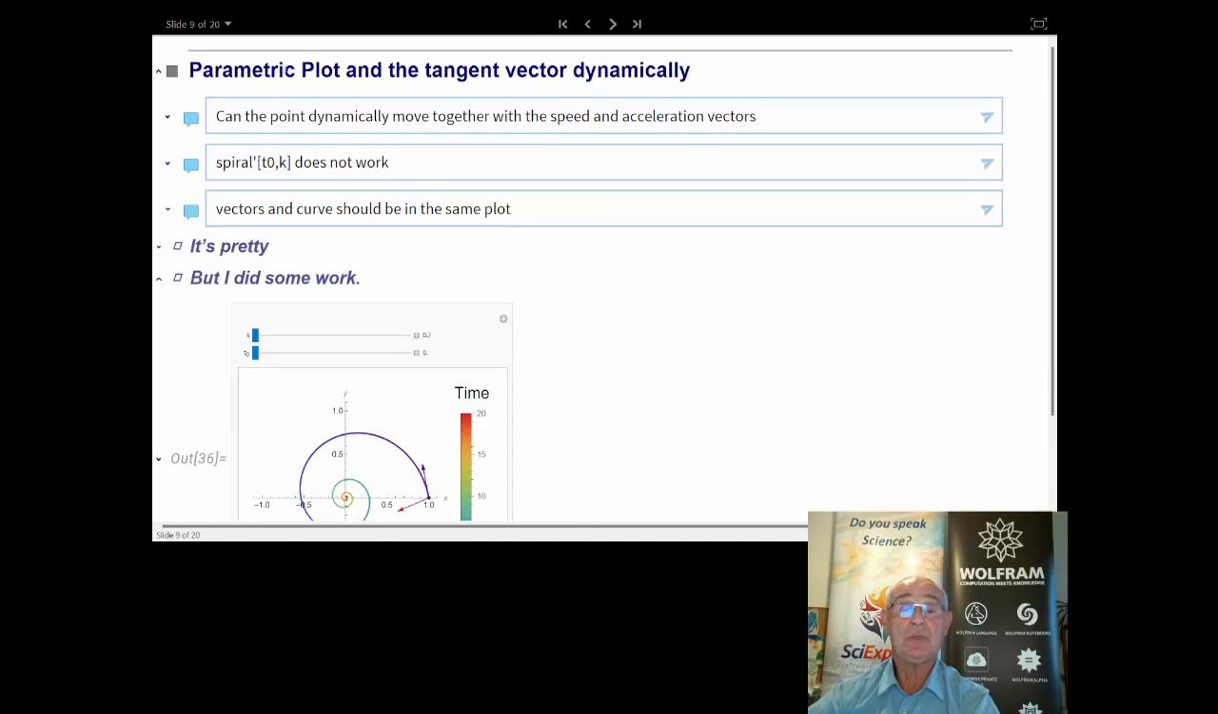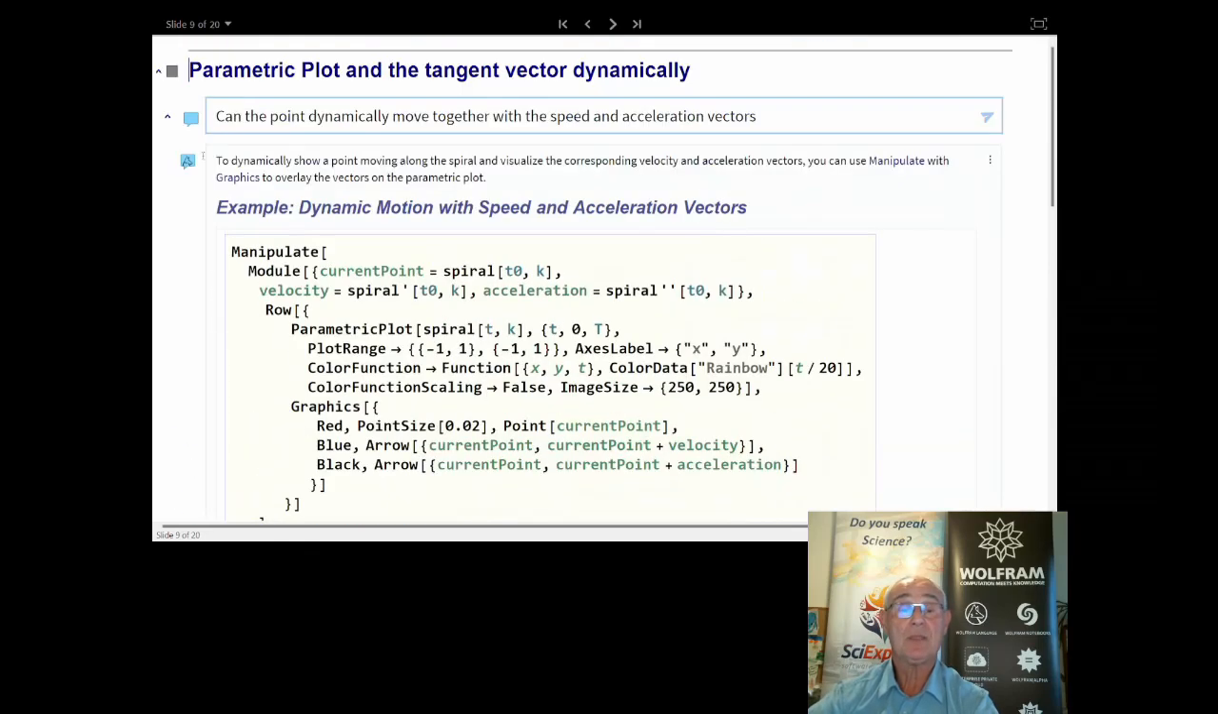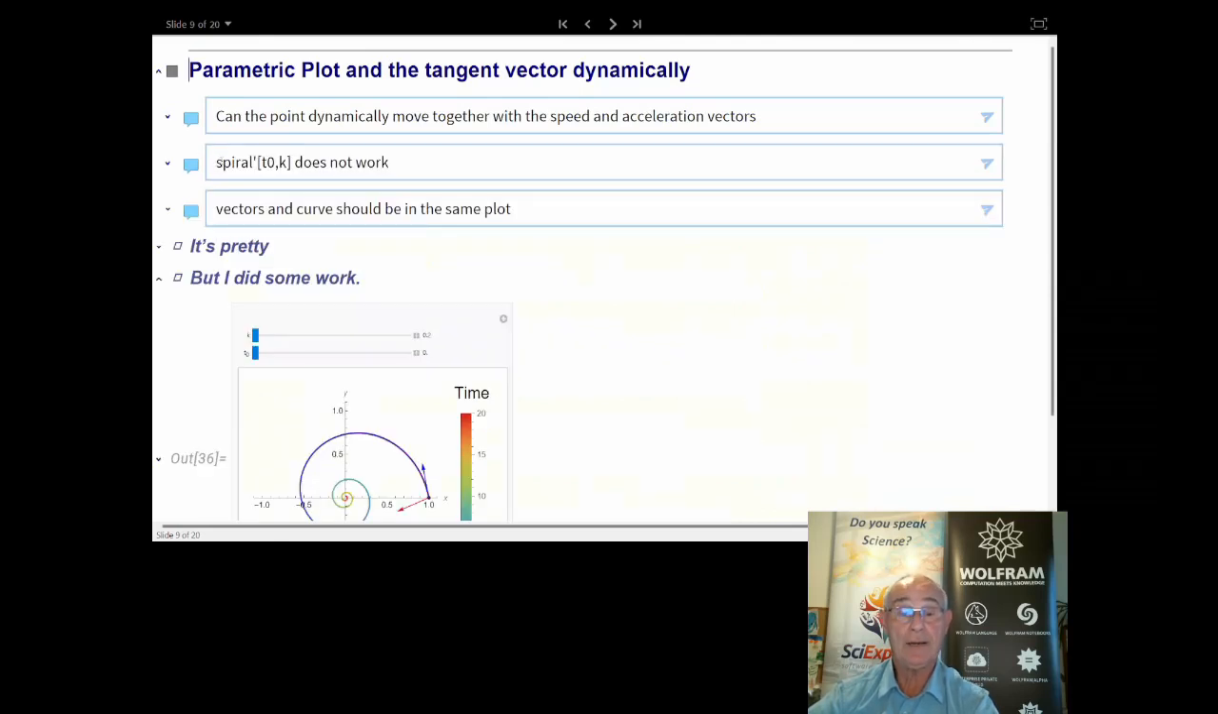Now the next problem is how to use the parametric plot and the tangent vector, the velocity vector, dynamically. I asked the Notebook Assistant, can I plot dynamically the moving point and the speed and the acceleration vector? I received a good answer, but unfortunately it's not correct, because it used the derivative of the spiral. Spiral prime is used, but it doesn't work because the spiral function is a function of two variables.